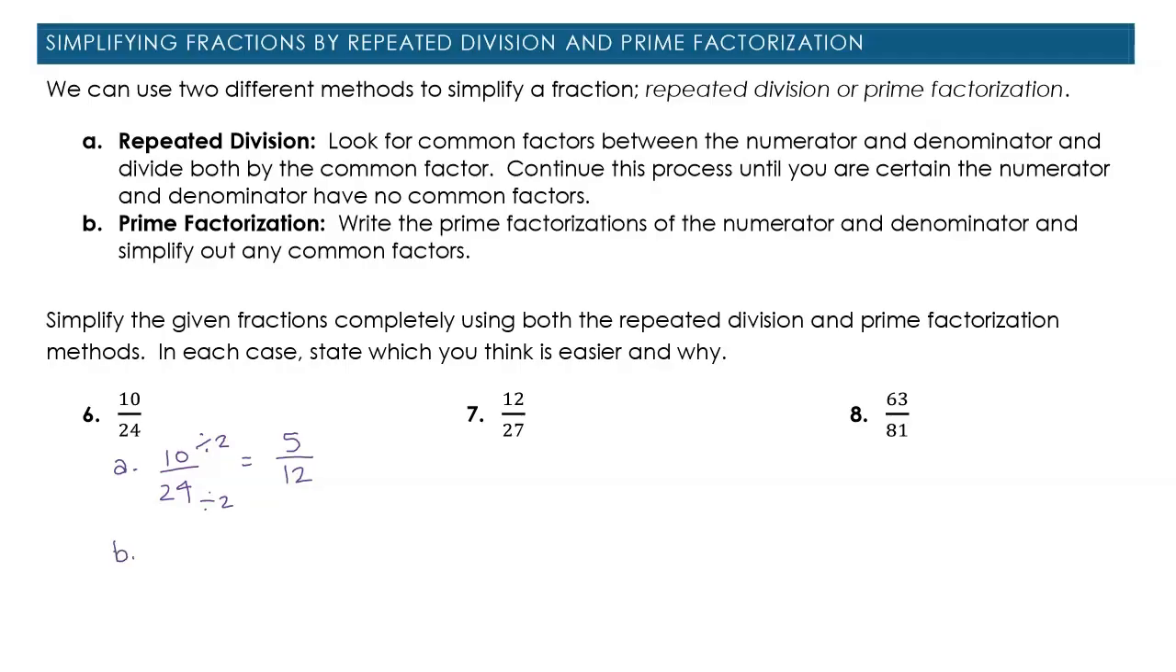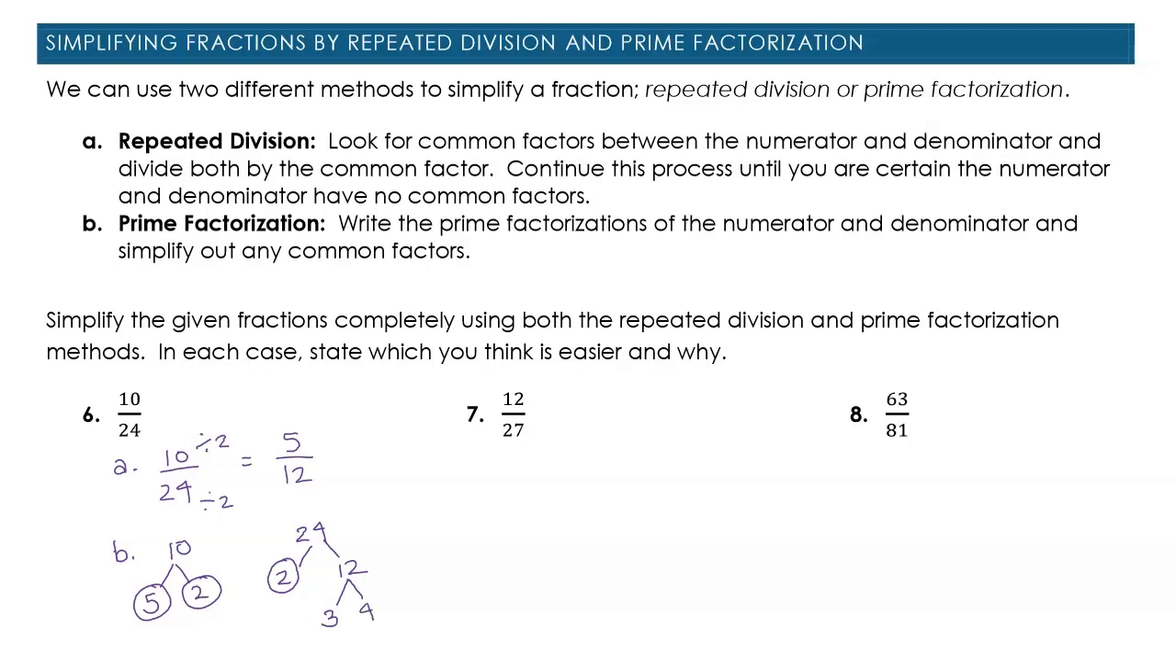To do prime factorization, I have to find the factors of each number. 10 can be broken down into the factors 2 and 5, and since each of those is a prime number, then I can stop. Now, 24, I'm going to just pick two numbers that multiply together to get 24. So let's do 2 and 12. Now 2 is a prime number, so that's why I circled it, but 12 is not a prime number. So I'm going to keep on going with the 12, and that'll be 3 times 4.